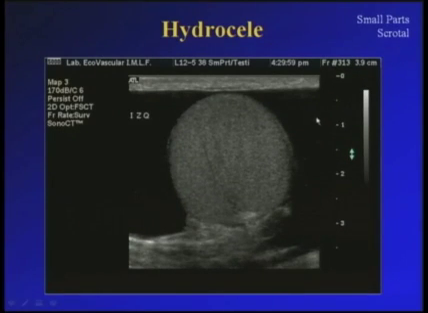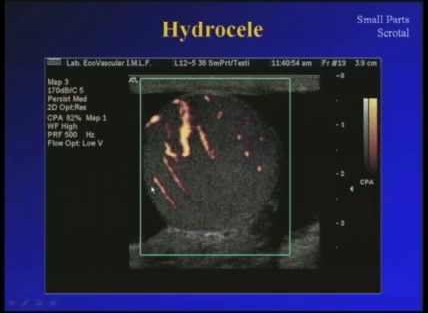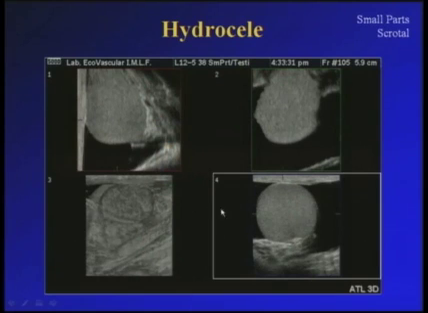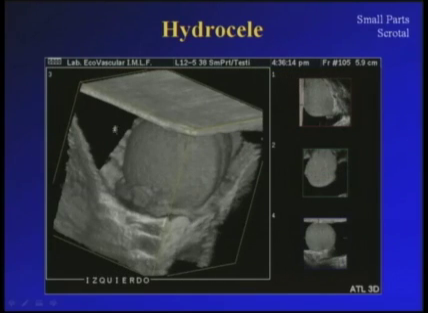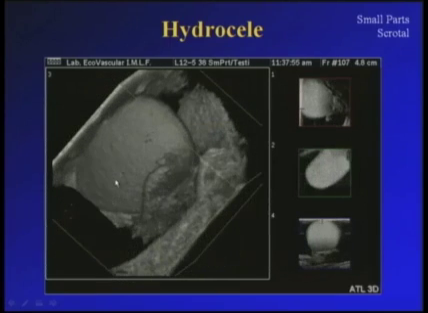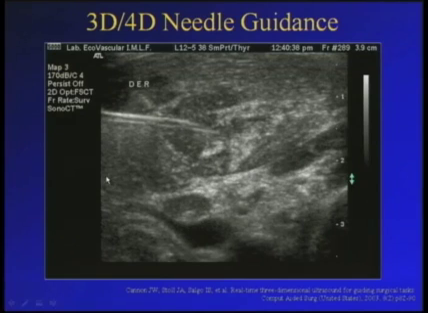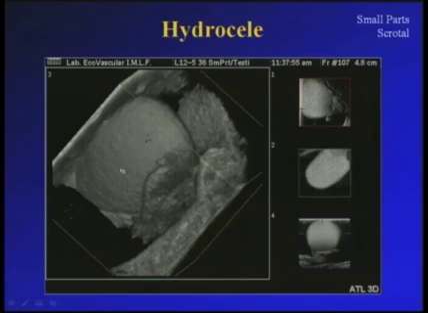Hydrocele, we are using here the liquid of the hydrocele as an acoustic window. This is the power Doppler, and here we have the multiplanar image. This is the same image I showed you before at the beginning of the lecture, but with the acoustic window we can even observe the surface of the testis, the surface of the organ. And this kind of image is only obtained by using three-dimensional ultrasound.